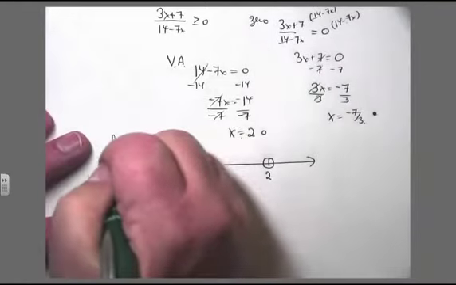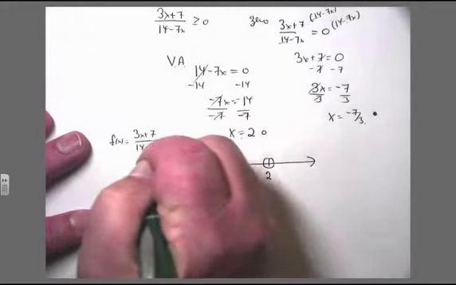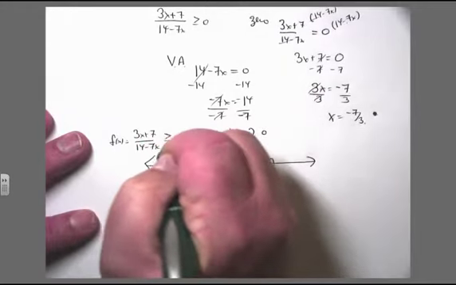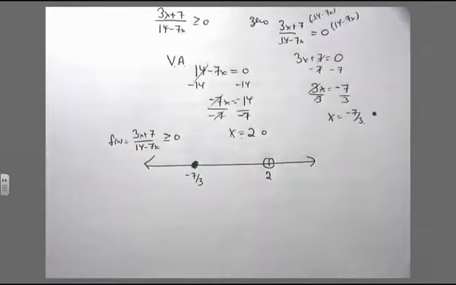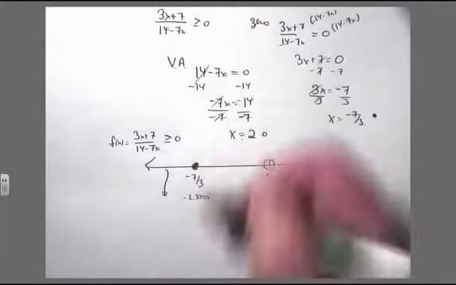My function, shall we say, is 3x plus 7 over 14 minus 7x. And we're trying to figure out where it's greater than or equal to 0. So I'm going to do test values. Pick a number less than negative 7/3. Negative 7/3, just to let you know, is negative 2 1/3, negative 2.3333. Pick a number less than that.